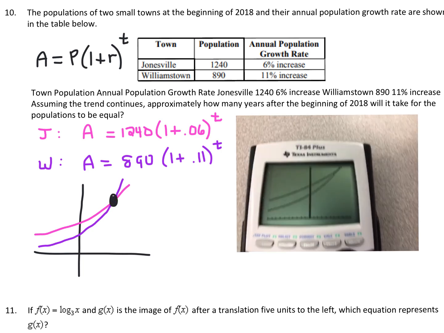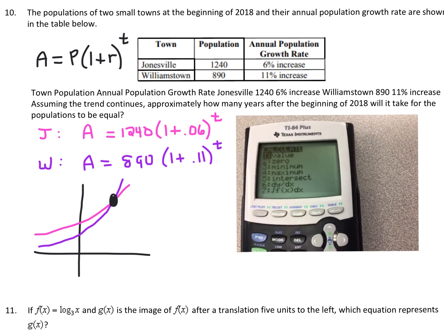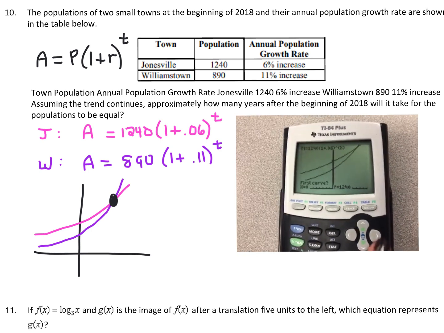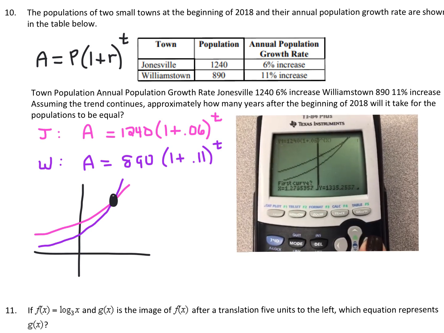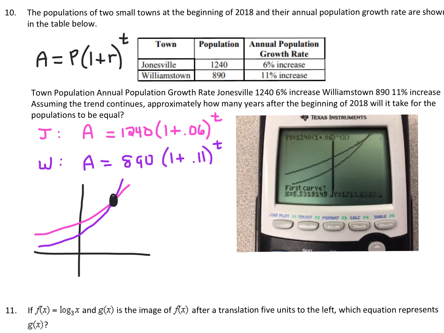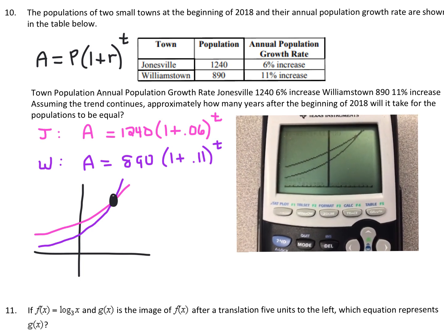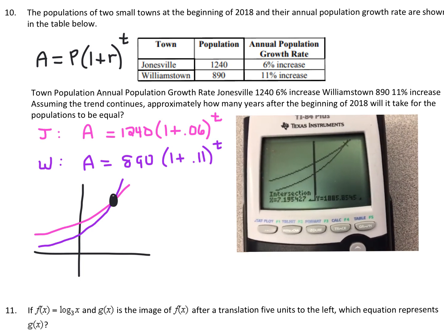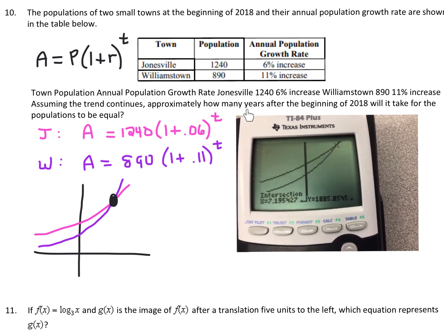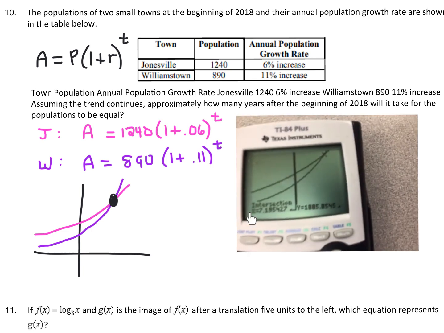So in our calculator, we know to get to the point of intersection, we go to second, trace, and then choice 5, which is intersect. Now, there's only one point of intersection. If you want to move your cursor near it, you can. If you don't, since there's only one, you don't even have to. And then we hit enter until it actually says the word intersection right here. It says approximately how many years. We're looking for the time. So we're looking for the T, which in this case is our X.